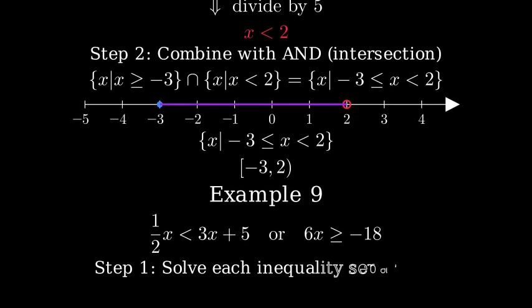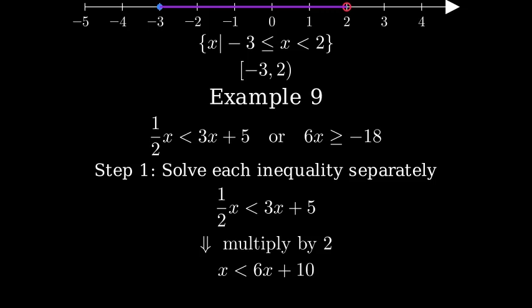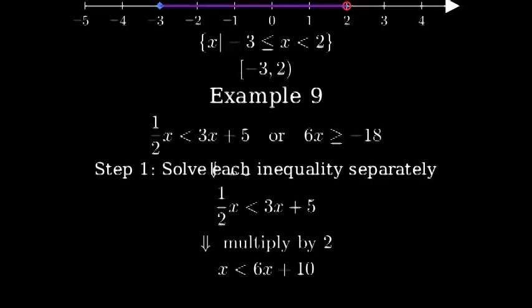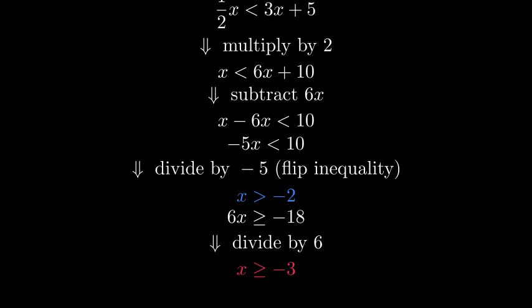Let's solve each inequality separately once more. For 1/2 x is less than 3x plus 5, we start by multiplying both sides by 2 to get rid of the fraction. This gives us x is less than 6x plus 10. Next, we subtract 6x from both sides to get negative 5x is less than 10. Dividing both sides by negative 5, and remembering to flip the inequality sign when multiplying or dividing by a negative number, we get x is greater than negative 2. For 6x is greater than or equal to negative 18, we divide both sides by 6 to get x is greater than or equal to negative 3.